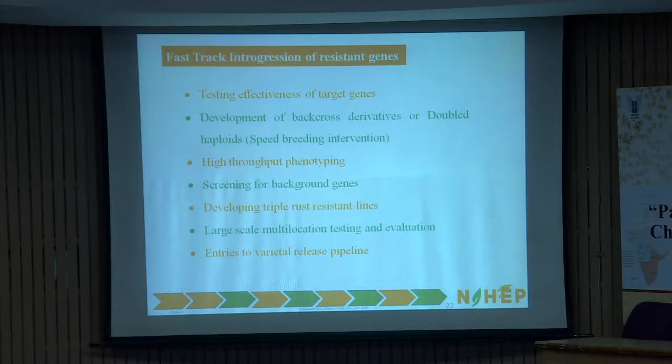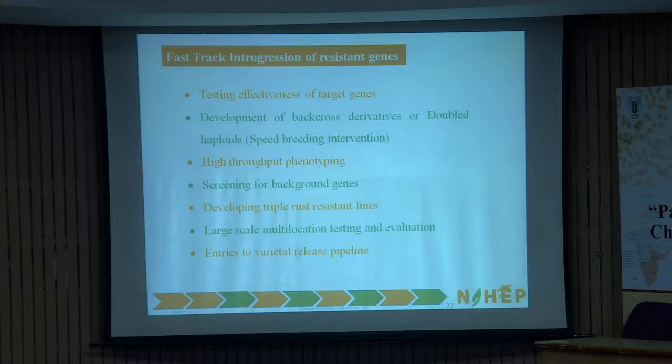So this was the project I had with Australia. These were the steps for effective introgression because I had it for 2 years. So within 2 years, we had a lot of objectives to achieve. So we went for use of the speed breeding approach and double haploid production to get the lines fixed for multiple genes.